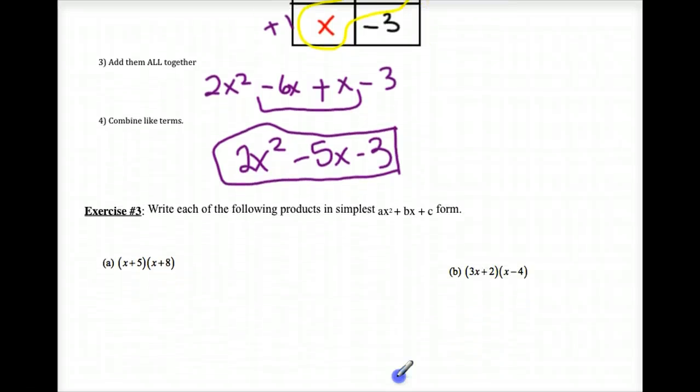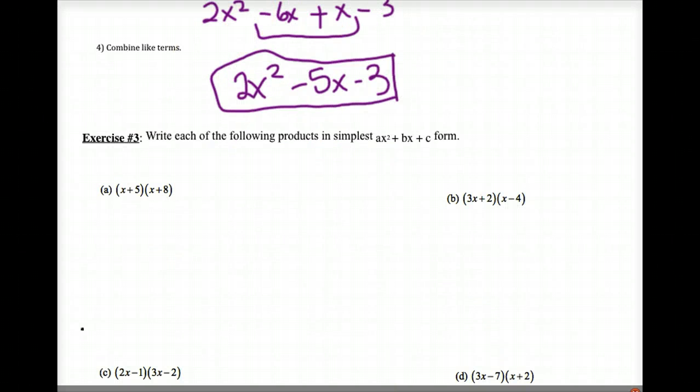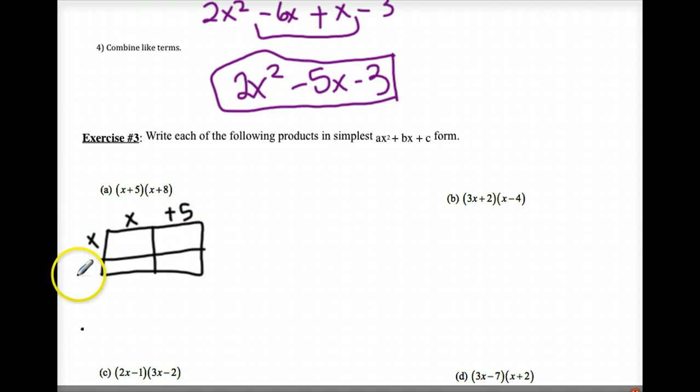So let's practice and see how this works, with a few examples. The first thing I want to do is make my box. I'm going to do a 2 by 2 grid because I'm dealing with two terms in each. This becomes x plus 5, very important to keep your signs, and x plus 8. So I'm going to fill in these boxes. This becomes x squared, 5x, 8x, and this is 40.